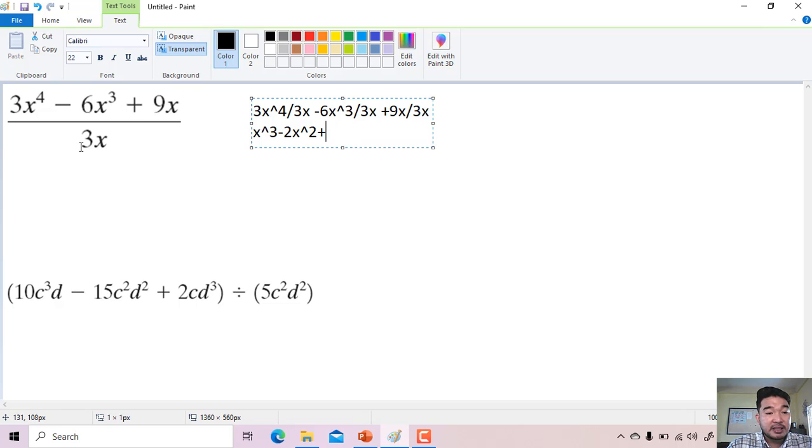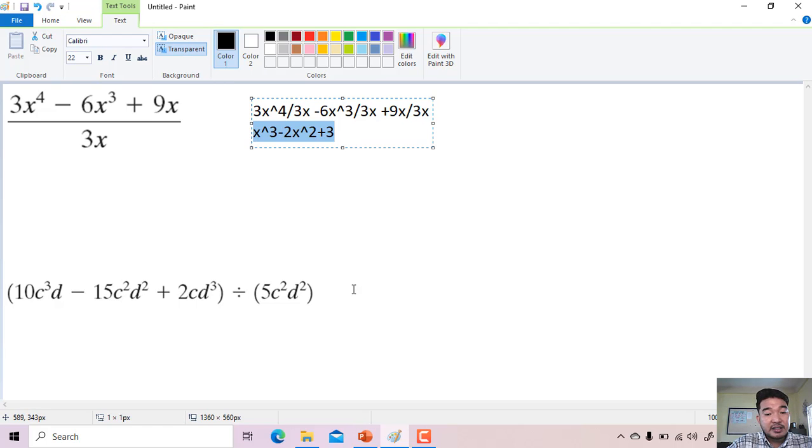What is 9 divided by 3? That is 3. And then x raised to 1 divided by x raised to 1 is x raised to 0. So wala na yon. So this will be our answer. The answer or the quotient would be x cubed minus 2x squared plus 3. Okay, so that is how we divide.